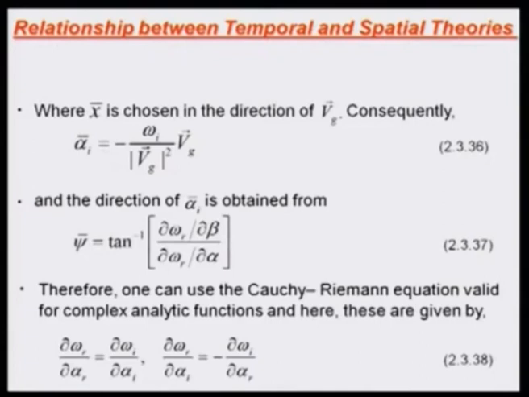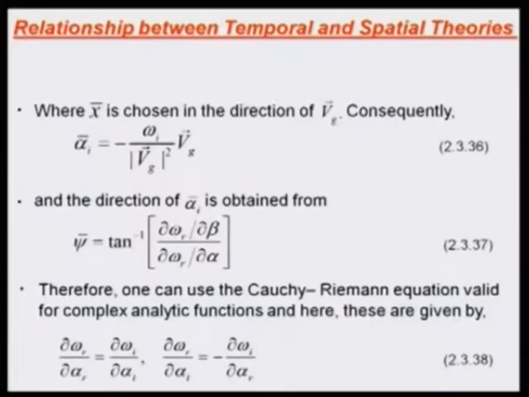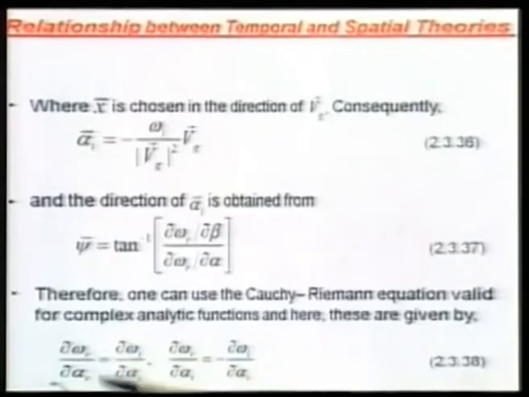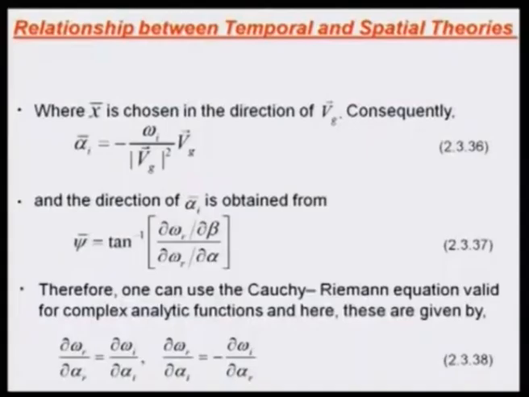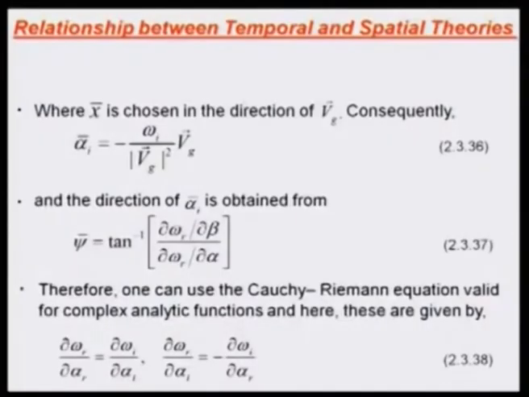Now, let us try to identify the meaning of the terms. Look at the first of the two Cauchy-Riemann relations. What is this quantity? The left hand side quantity that we have, del omega r by del alpha r, is nothing but the x component of the group velocity. That is how we have defined it, right. That is what you are seeing here also in the denominator. That is the Vgx, the group velocity component.